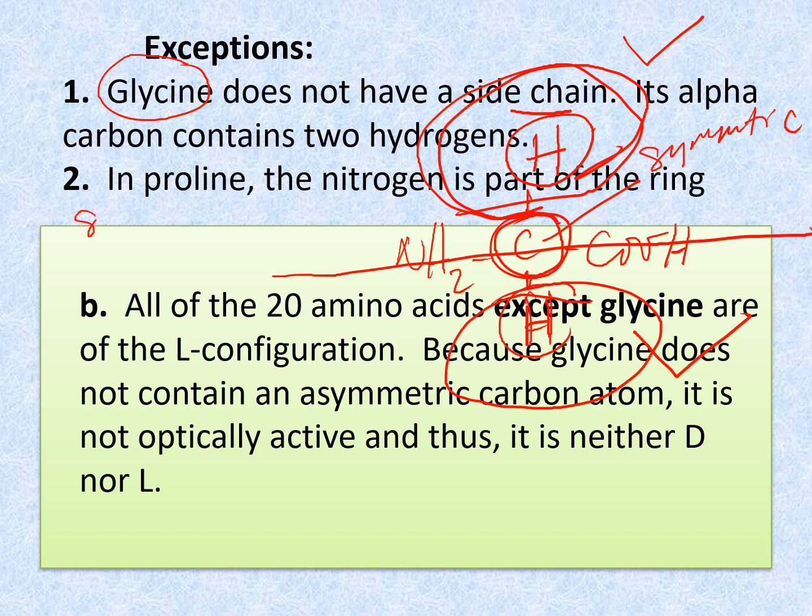And since there is symmetry, there is no left or right form of glycine, right? Since glycine has no asymmetric carbon atom, it is neither D nor L form. It has no left or right mirror image, which means it has no levorotatory or dextrorotatory configuration.